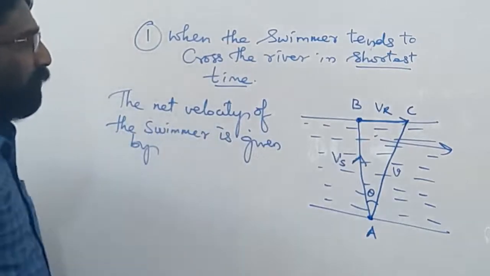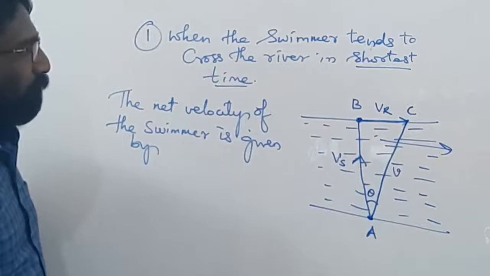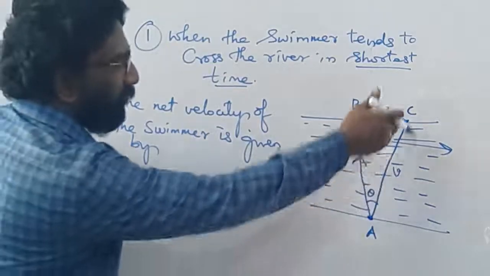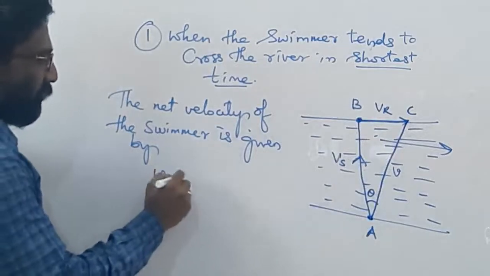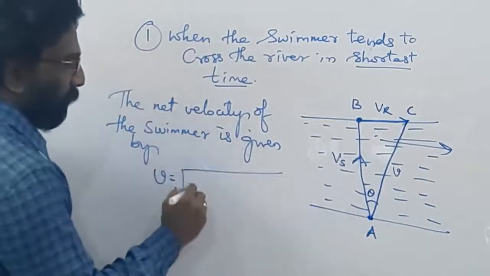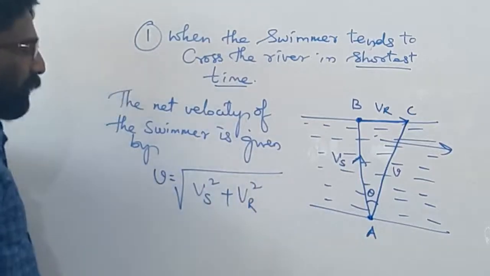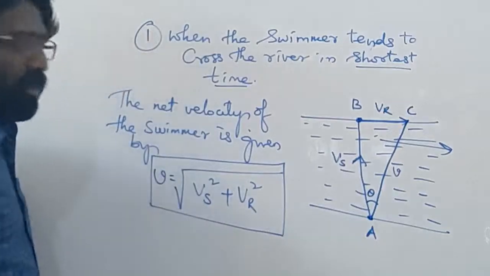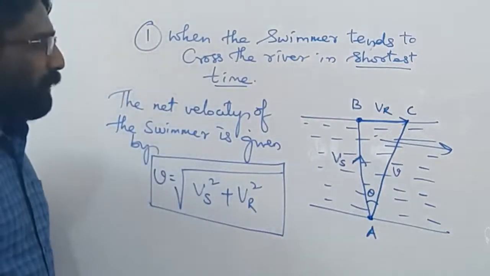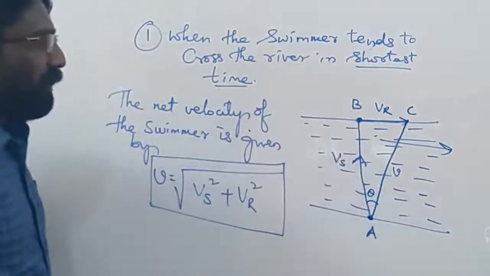so this is a very important formula which you are supposed to always try to remember. So see now, how to calculate the net velocity? Apply the Pythagoras theorem, you will get the net velocity. Then V is equal to under root of Vs square plus Vr square. So this is a very important formula in order to find out the net velocity of a particular swimmer if he is trying to cross from one end of the river to another end of the river.